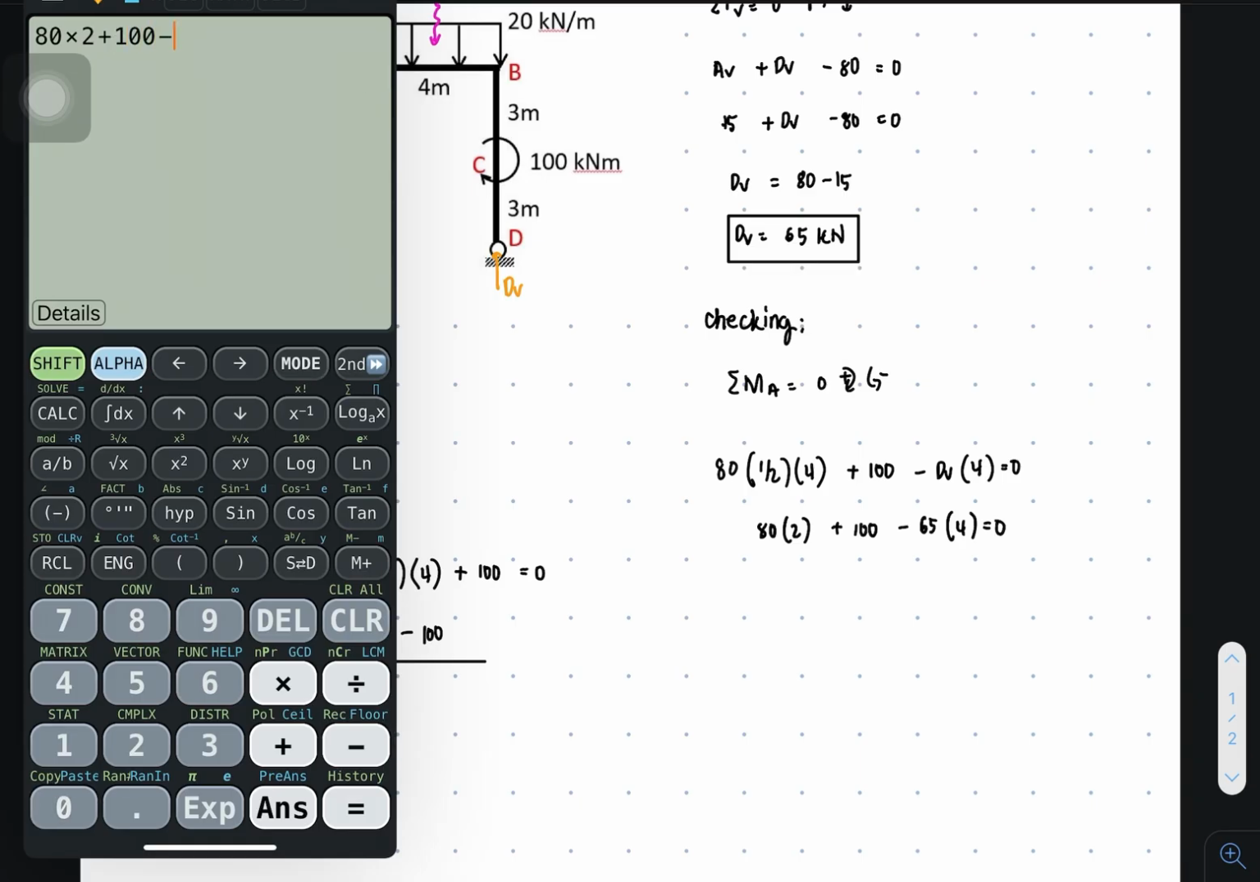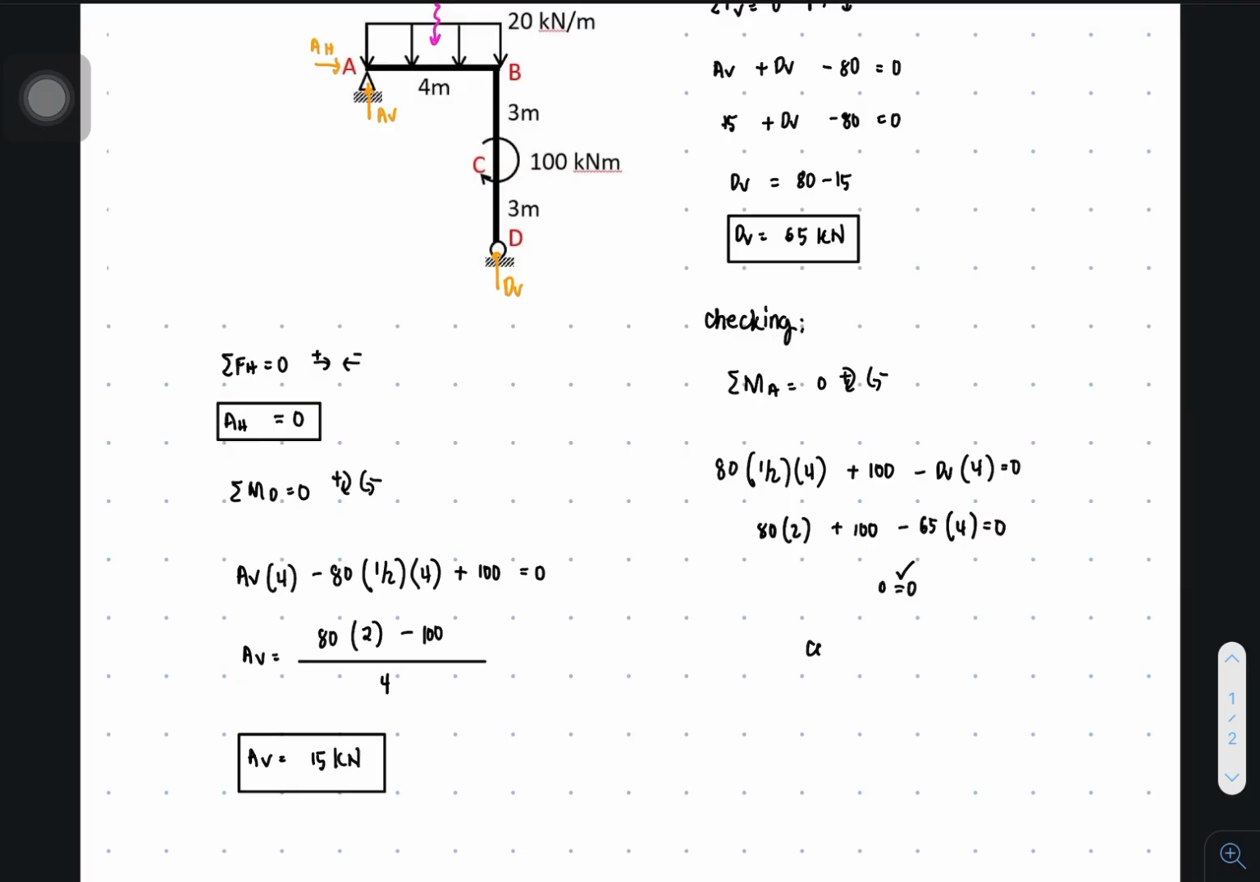I'm sorry for the background noise. So it's 0 equal to 0. So all our values are correct.